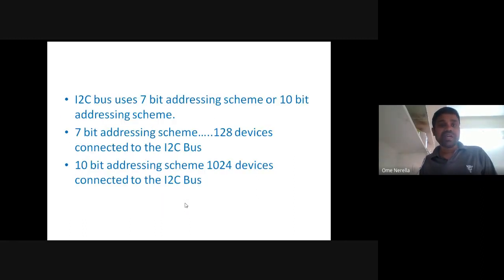Next is the I2C bus. Generally, it uses a 7-bit addressing scheme or a 10-bit addressing scheme. If it is using the 7-bit addressing scheme, we can connect 128 devices to that bus, since 2 power 7 means 128 devices. If the I2C uses a 10-bit addressing scheme, we can connect 1024 devices to the I2C bus. Actually, what is the bus? A bus is a group of wires used for communication between two devices.